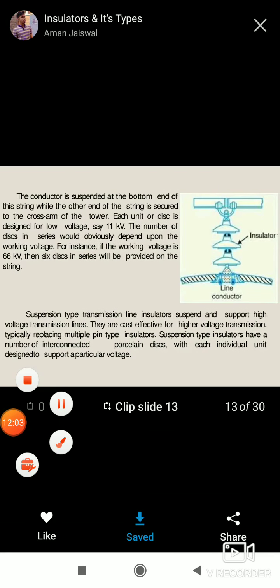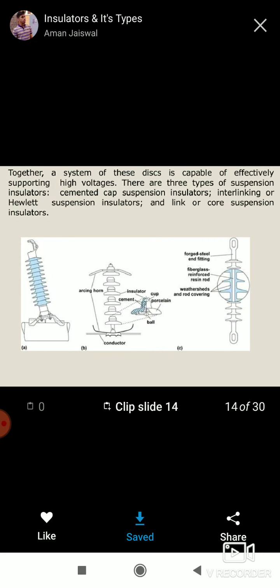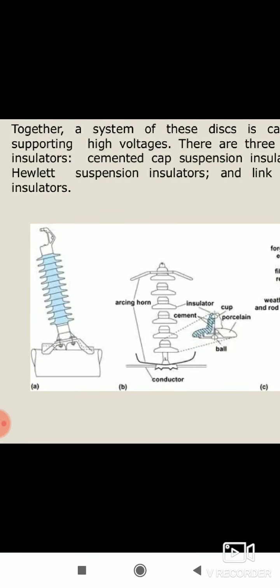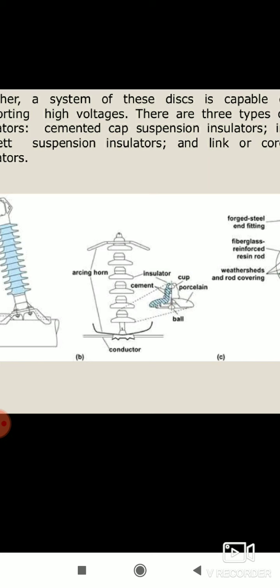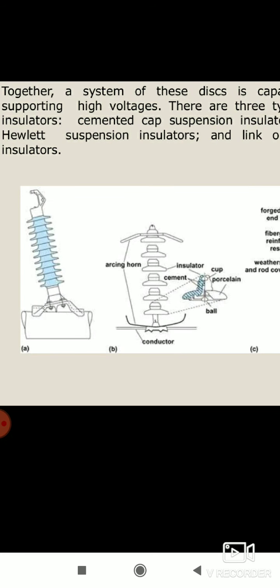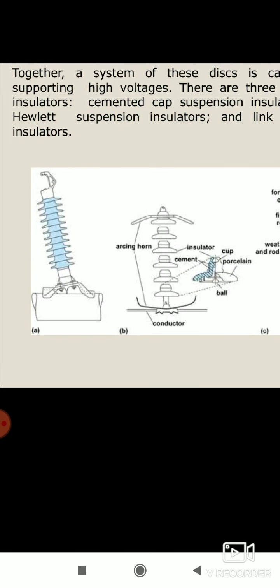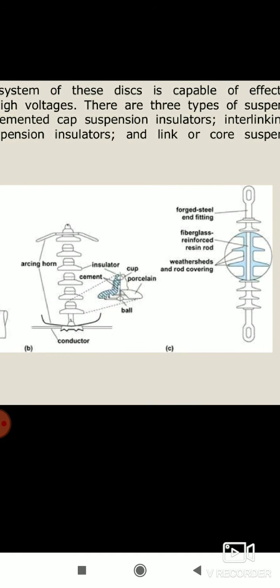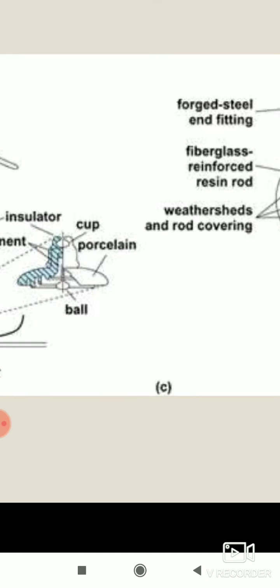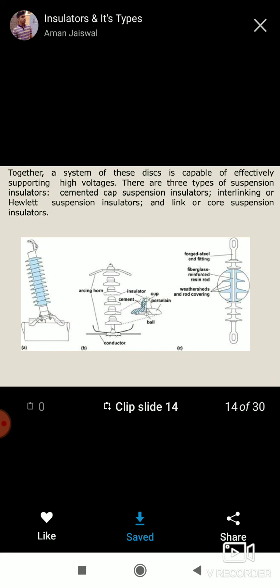Now I'll discuss what the advantages of it are. These are the different types: this is nothing but a cemented cap insulator. We don't have that much concept on this. This is a core type insulator. Nowadays we are not using these types of suspension type insulators. So there are core type and cemented type suspension insulators, but we are not using these types nowadays.